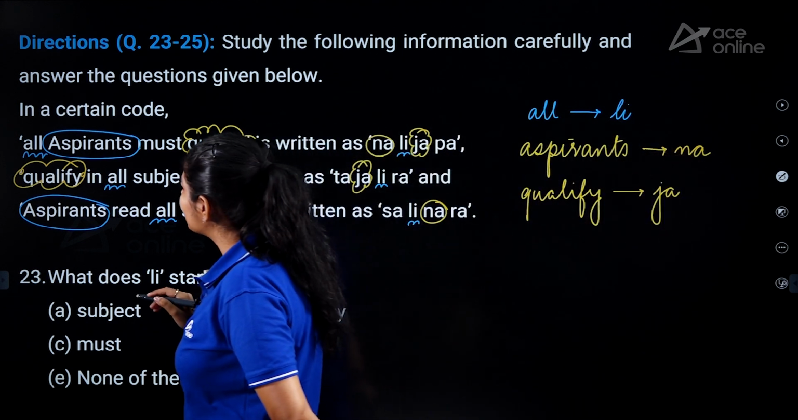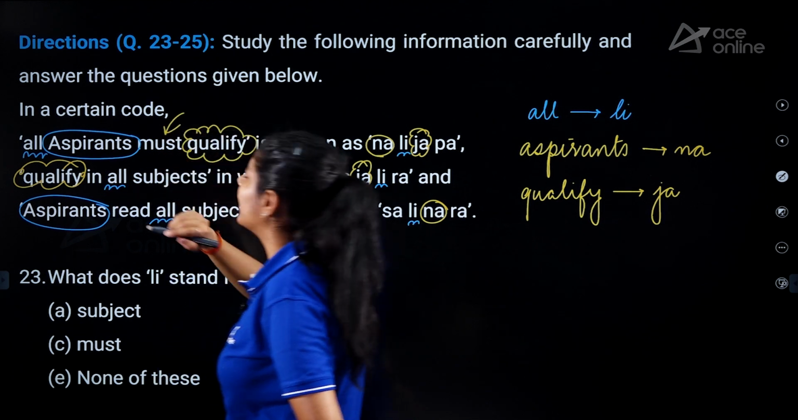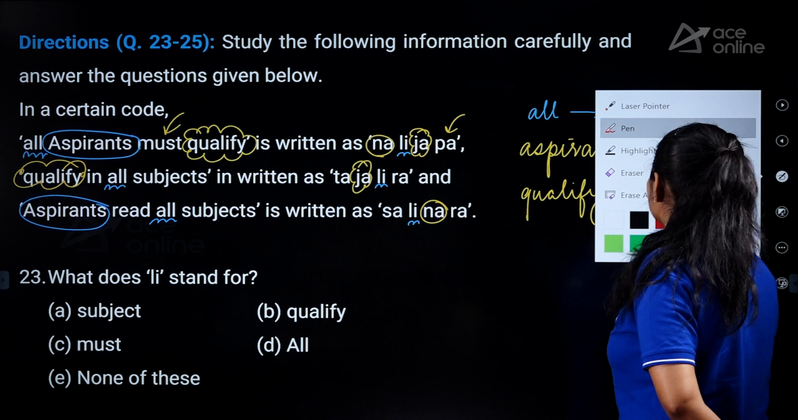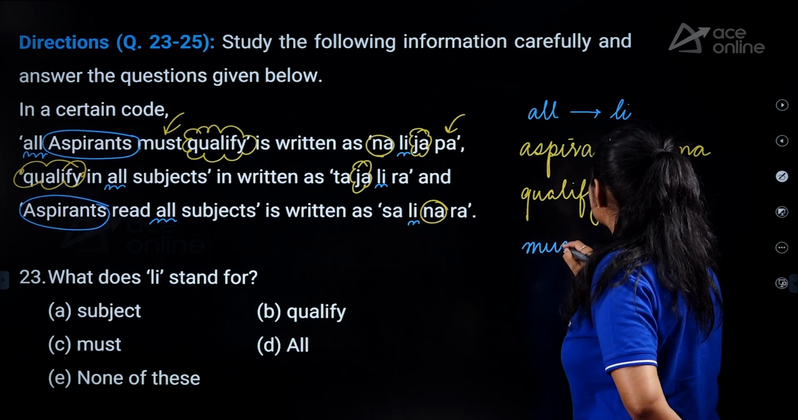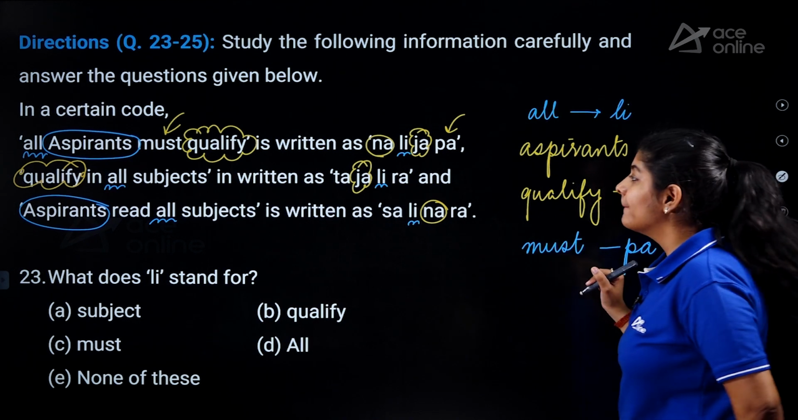Now, apart from that, we are left with just one word, that is must, and we are left with just one code, that is PA. So we can say that this must is coded as PA.